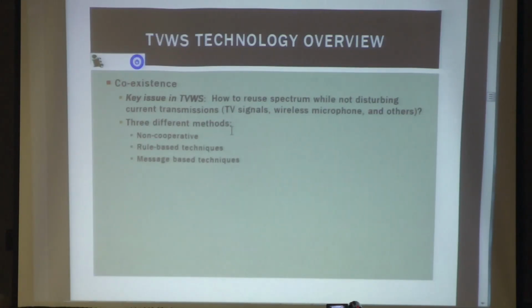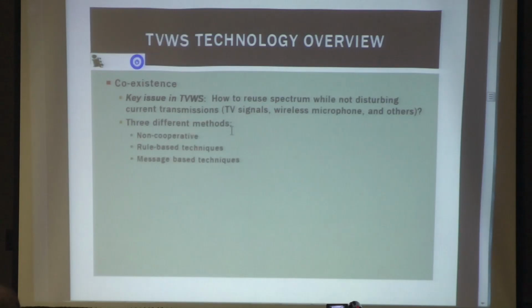Now, the issue of coexistence is basically the key issue in TVWS. The main thing is, how do you reuse the spectrum while not disturbing other transmissions? For example, if you have nearby TV transmissions, how can you enable the TV white space device to automatically detect that there is a TV signal there, avoid transmitting at that frequency, and transmit at another frequency that's free? That's really the key issue of coexistence in TVWS.